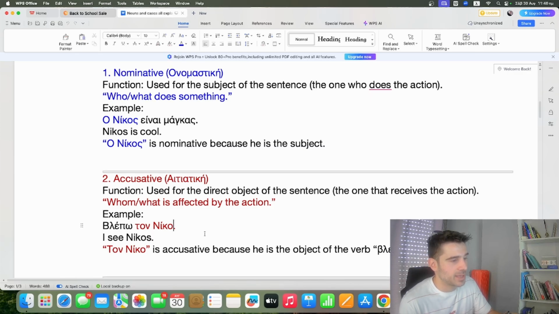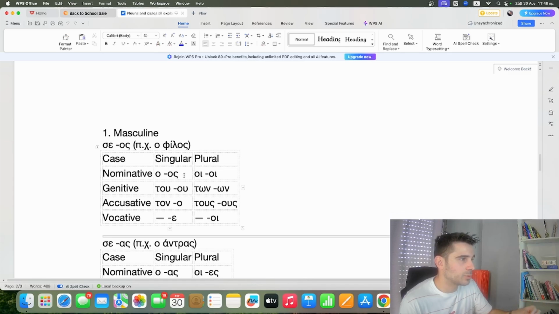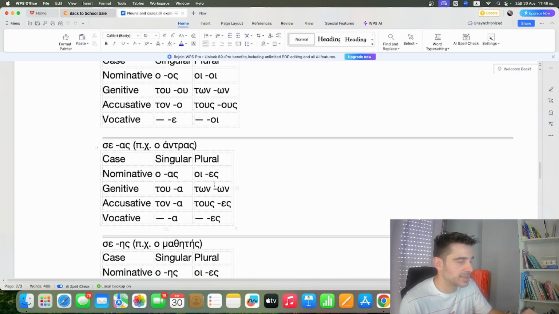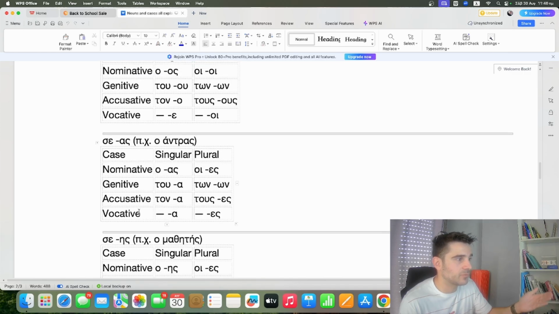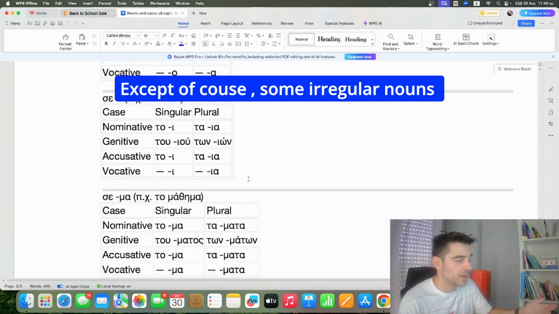I have a table down here in which you will be able to find all the word endings and how they change in each case. Nominative, genitive, accusative and vocative. And if you remember these word endings, you will be able to use all the nouns as you want.